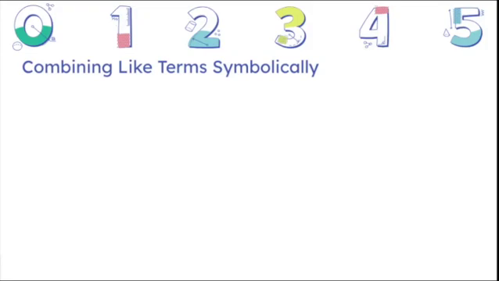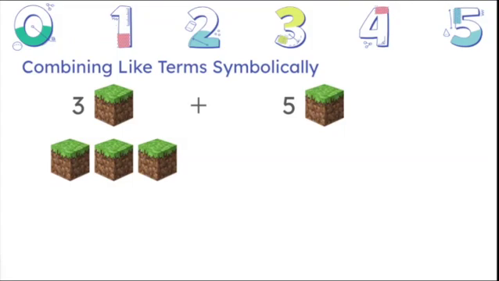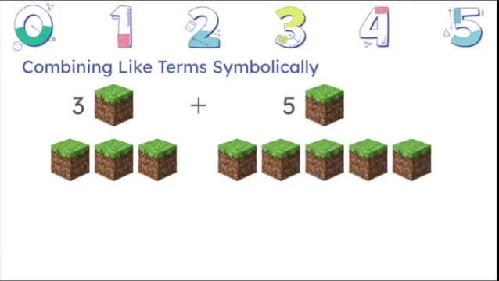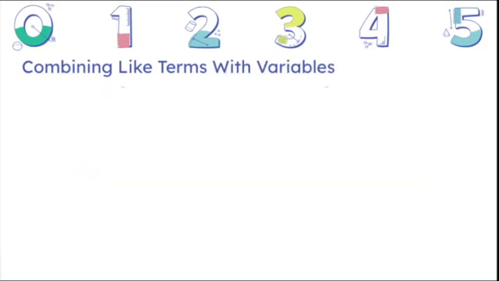Let's do some really basic addition to help us understand combining like terms. Let's say I have 3 grass blocks from Minecraft. Then I want to add 5 more grass blocks. We can visualize the 3 grass blocks like this: a grass block plus a grass block plus a grass block. And we can visualize the 5 grass blocks in the same way: grass plus grass plus grass plus grass plus grass. If we count them all up, we see that we have 8 grass blocks, which we can represent like this.